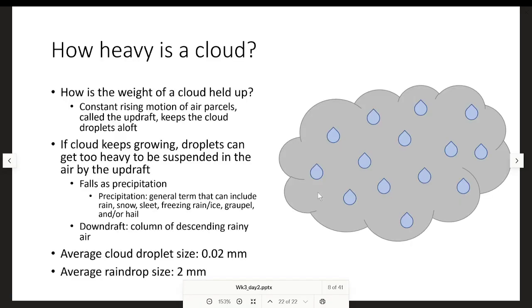How heavy is a cloud? We just did the calculation. So how is the weight of the cloud held up? This is a question that bothered me for years, and I had to think really hard about it, but it kind of makes sense. You have this constant rising motion of air parcels called an updraft, which keeps the droplets aloft. So this upwards motion holds it up. You have this physical upwards motion that keeps the cloud in the air.